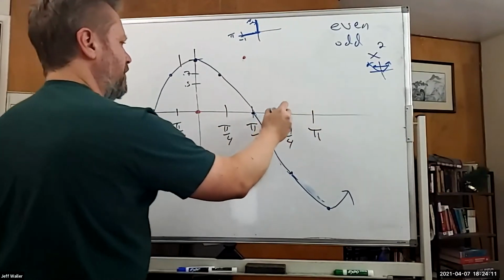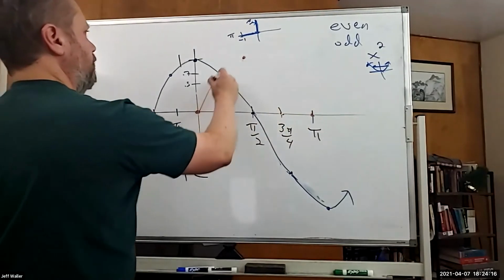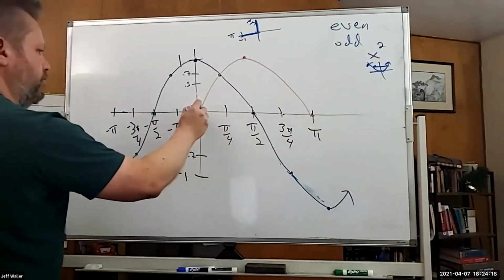Why am I having trouble? It's 0 there. Oh yeah, because I got the little pi over 4. That's right. Whoa! What kind of symmetry does sine have?